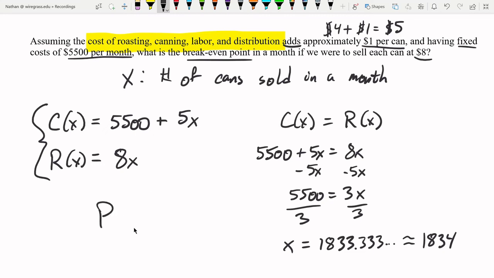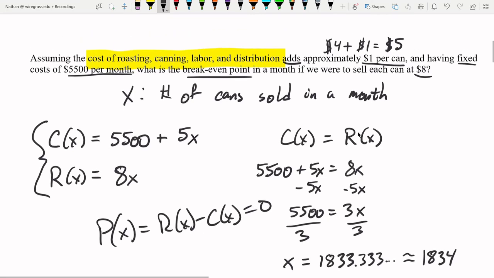Profit is just a side note. Profit is revenue minus cost. If this is not positive, then you're just losing money. Break even, of course, is when this equals 0, which is the same thing as when cost equals revenue.